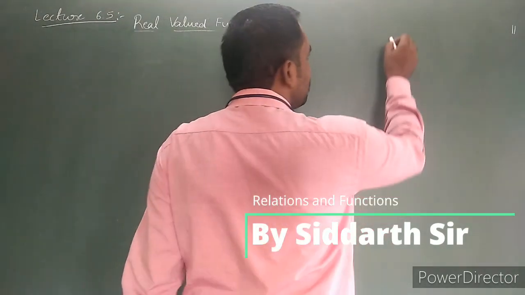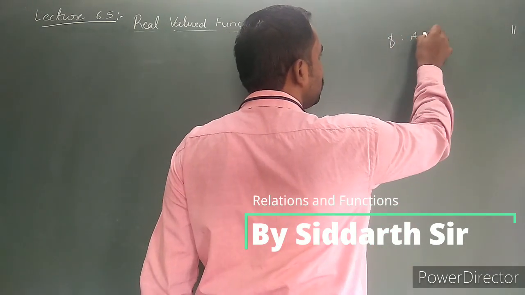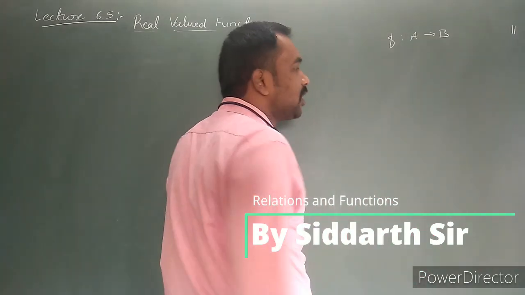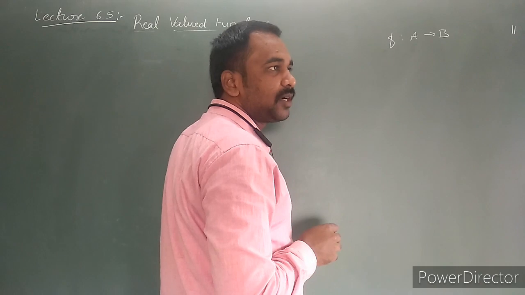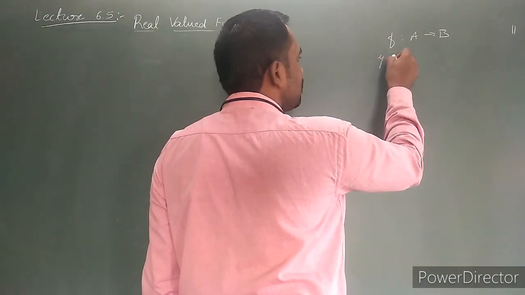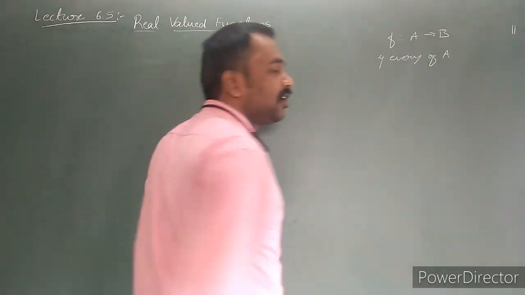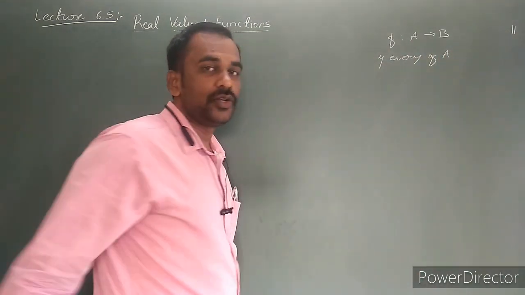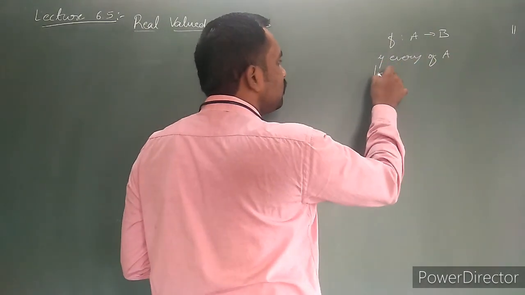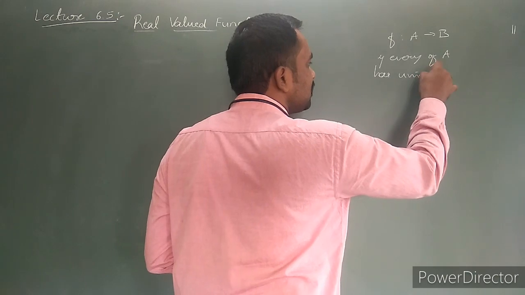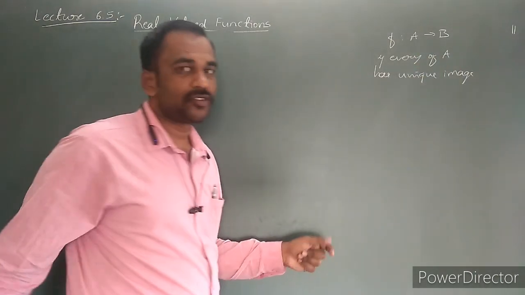Now, what is a function? Suppose f is a relation from the non-empty set A into B. Then this relation is said to be a function if every element of A has a unique image in the set B. Then the relation f is said to be a function.